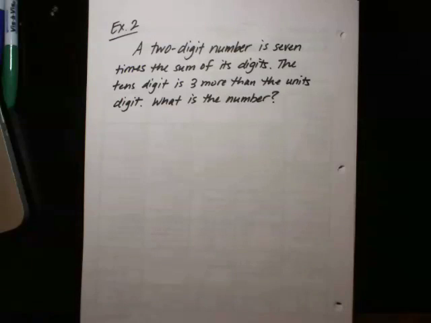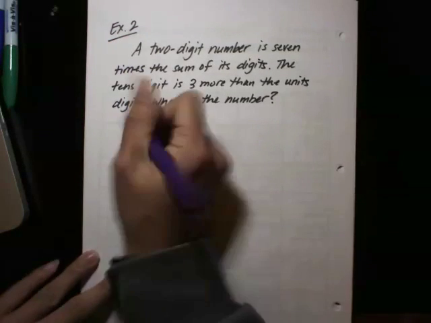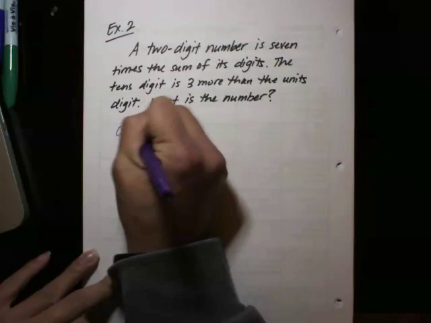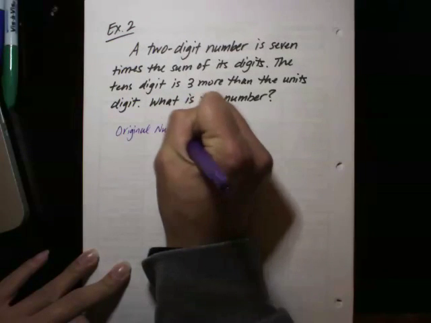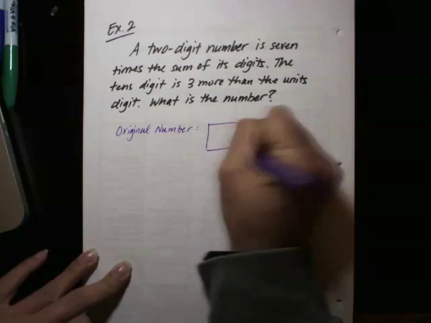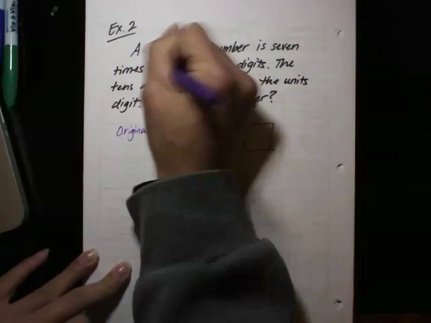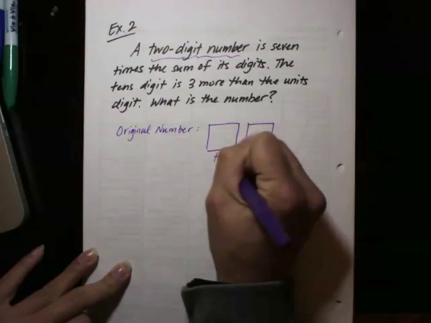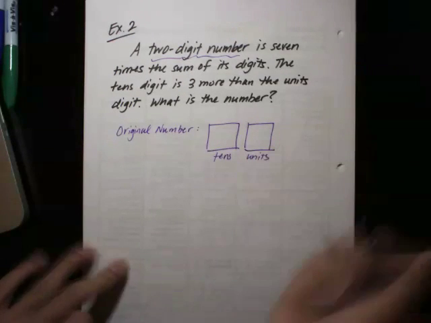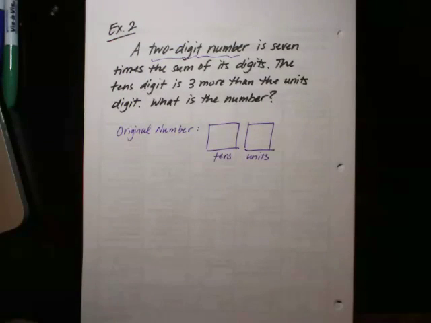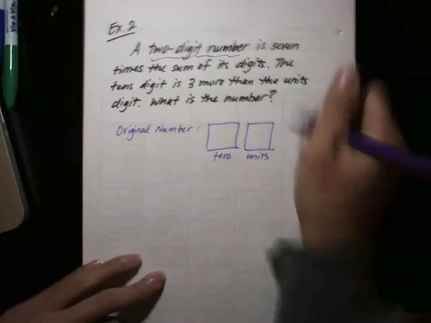Example number 2. A 2-digit number is 7 times the sum of its digits. The tens digit is 3 more than the units digit. What is the number? And again, I want to break this down. Let's imagine our original number. We're going to have a 2-digit number once again, so we know that we'll have a number in the tens place and a number in the units place. Okay, and again, we don't know what that number is, so let's define our variables.